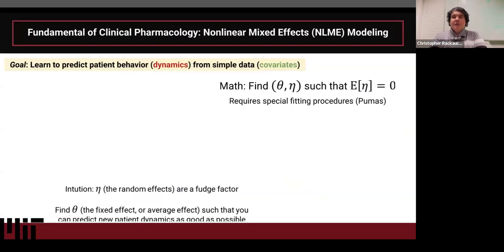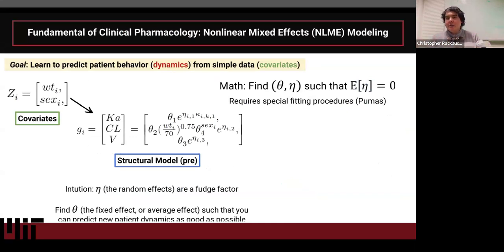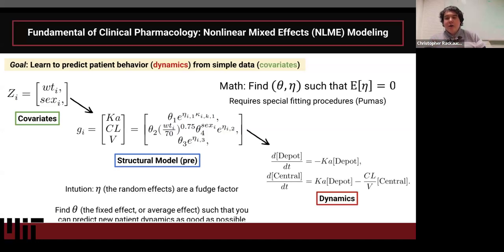So what is nonlinear mixed effects modeling? When you walk into the clinic, the clinician is able to get certain measurements on you. These measurements are things like age, height, sex, and weight, and these are known as your covariates. You take your covariates and put them into a structural model, which coalesces all the different covariates with some things known as the random effects and fixed effects, which then become the parameters of a differential equation.